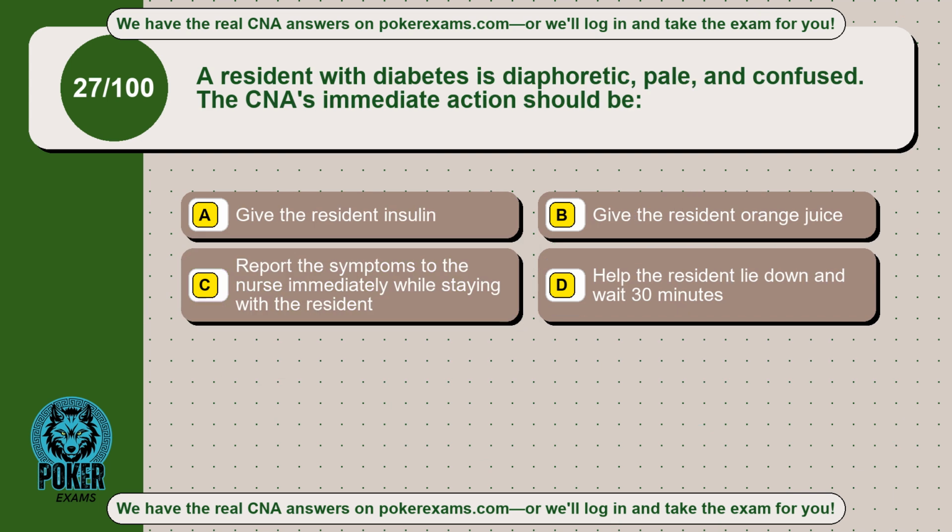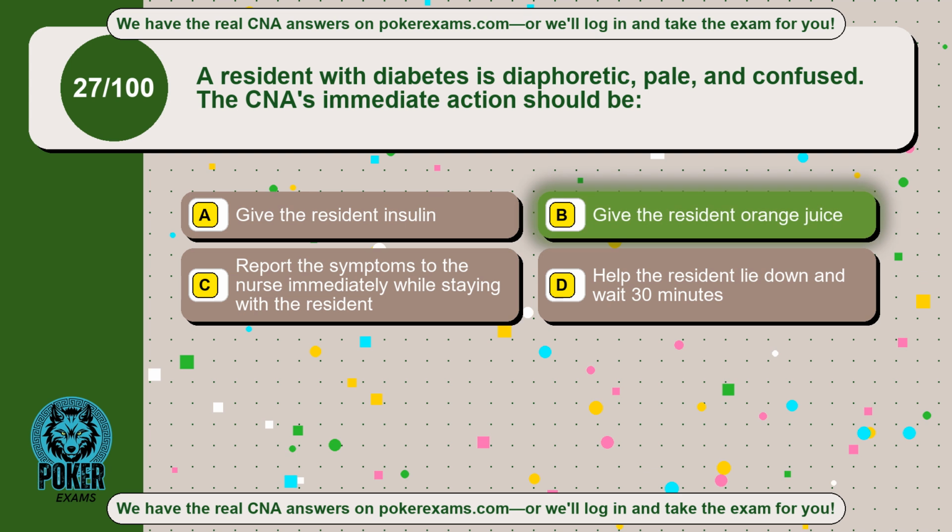Question 27. A resident with diabetes is diaphoretic, pale, and confused. The CNA's immediate action should be: Option A. Give the resident insulin. Option B. Give the resident orange juice. Option C. Report the symptoms to the nurse immediately while staying with the resident. Option D. Help the resident lie down and wait 30 minutes.